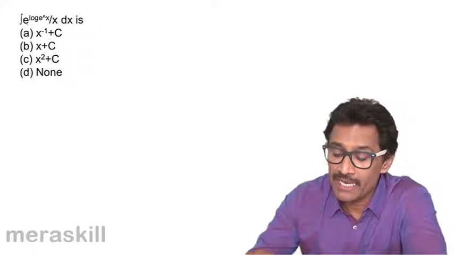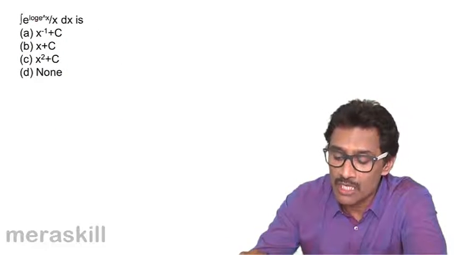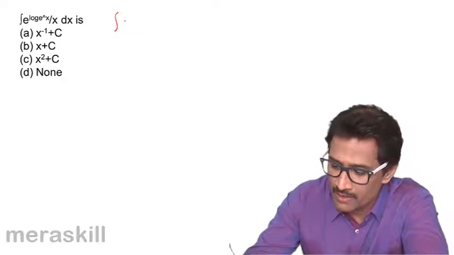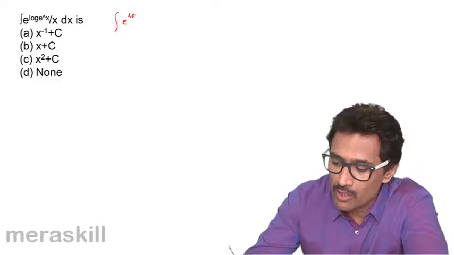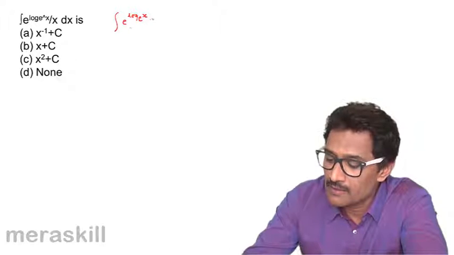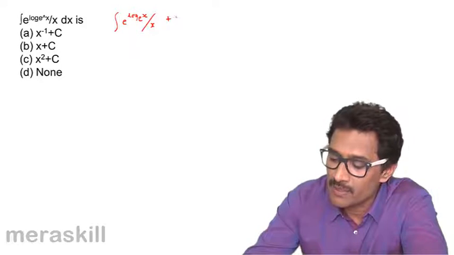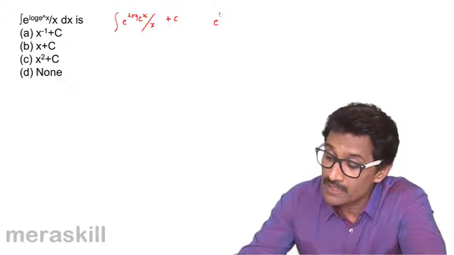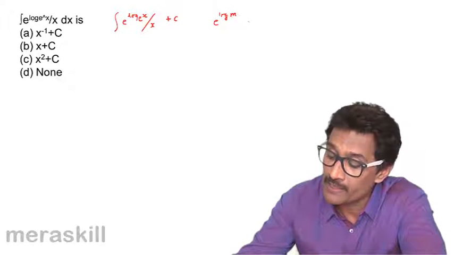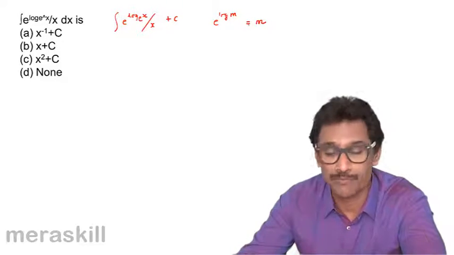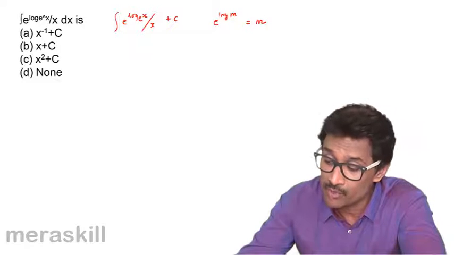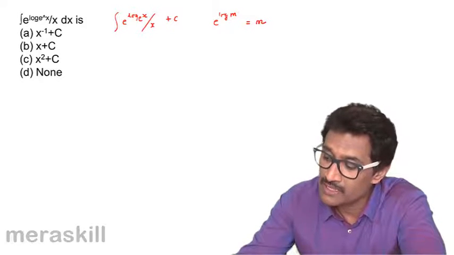Okay, so what do we have? This is e raised to log e raised to x as well. We'll have to rewrite this question actually. It is the integral of e raised to log x to the base e divided by x, dx, plus c. Now, we are going to use the formula that e raised to log m is nothing but m itself. We have used this formula in differentiation also. If you have e raised to log of some number, it is the number itself.